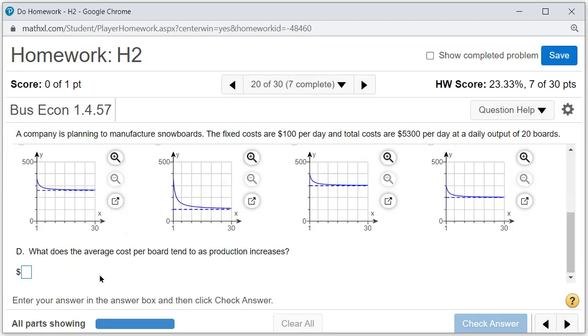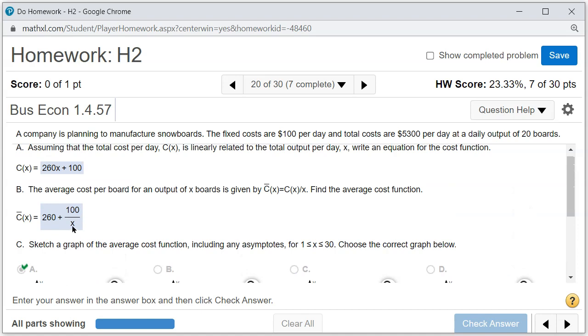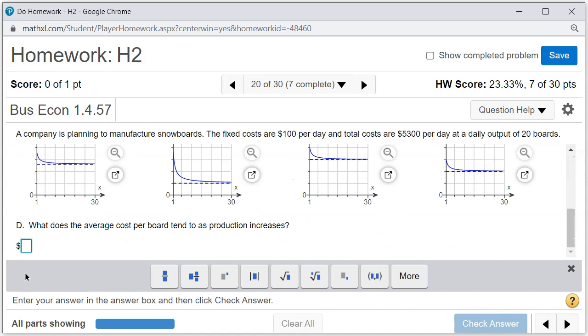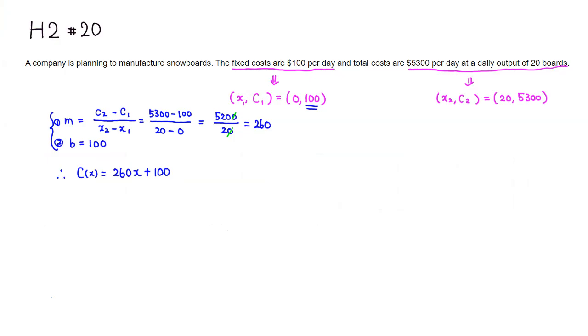Next one: what does the average cost per board tend to as production increases? This is actually kind of easy because as x gets larger and larger, 100 over x is going to get closer and closer to 0, so it's going to eventually disappear. Then the 260 is going to remain, so it's going to tend to 260. Let's check the answer. We got that. All right, that's it. I hope that this was clear.